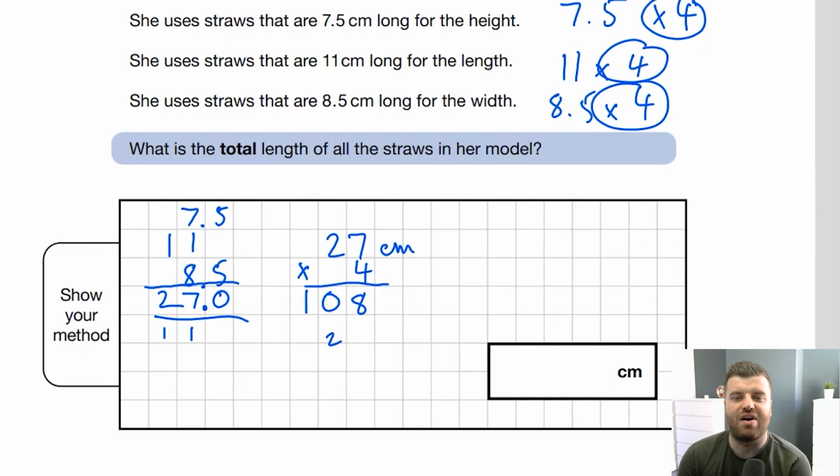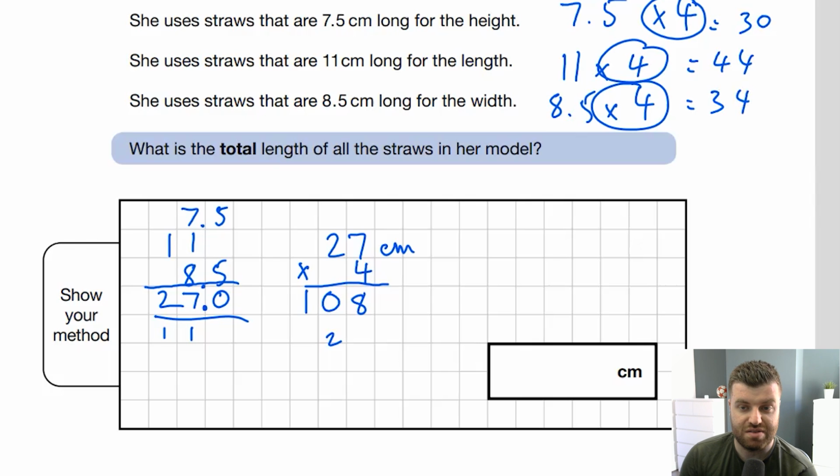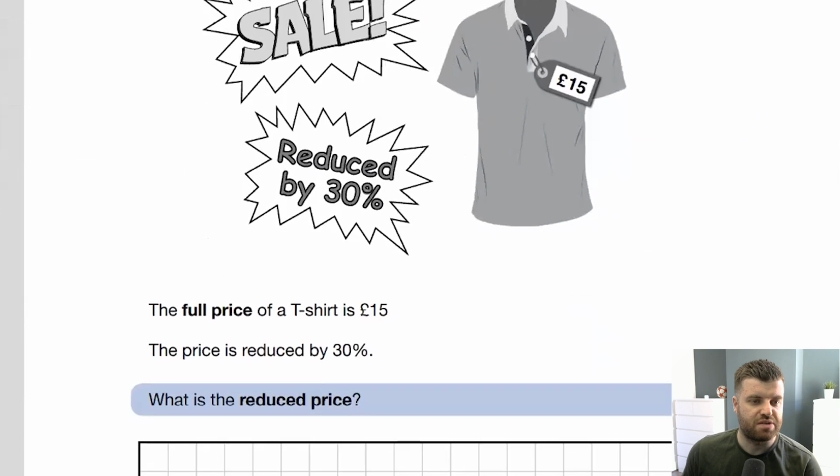Now what you could have done, guys, you could have done 7.5 times 4 here and got 30. You could have done 11 times 4 and got 44. And you could have done 8.5 times 4 and got 34. And when you add those up, you'll notice it comes to the same answer, 108. So we had a bit of a shortcut here, but you still could have got to the right answer if you showed all of your working out. It's a question that can take up some of your time here. Let's move on to the next one.